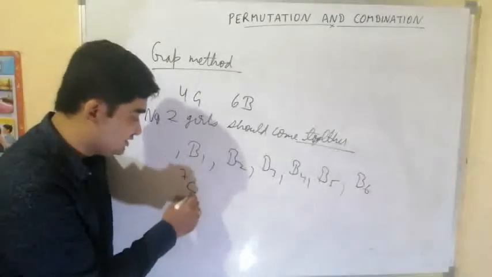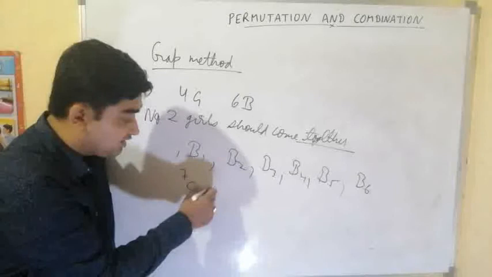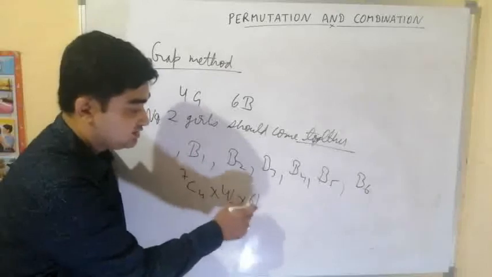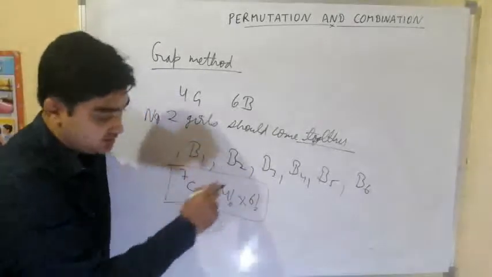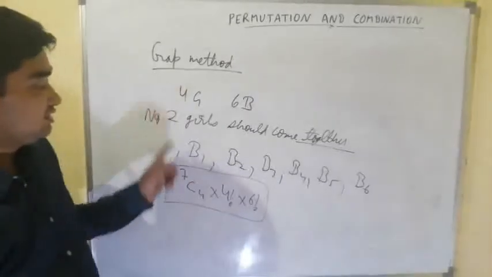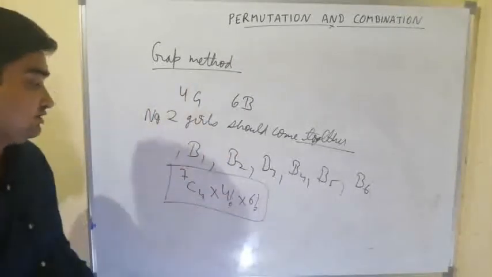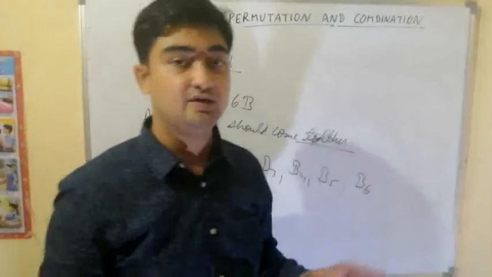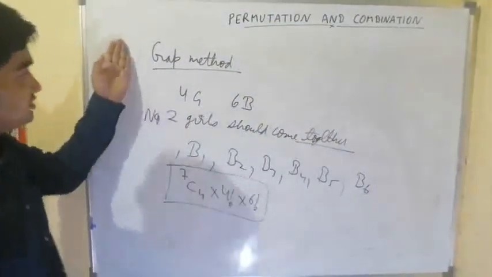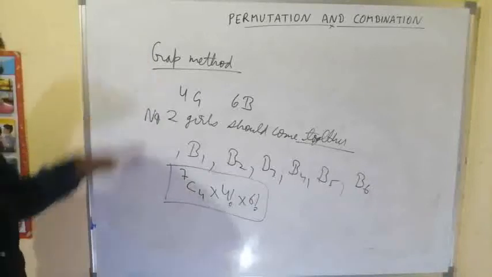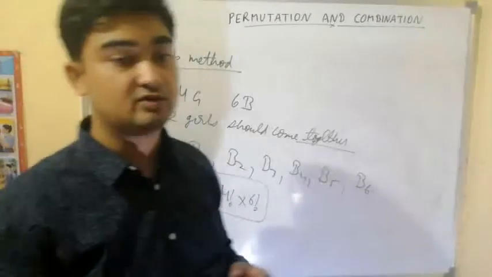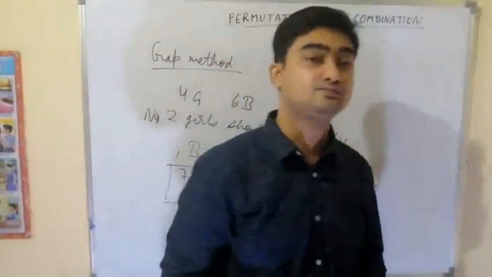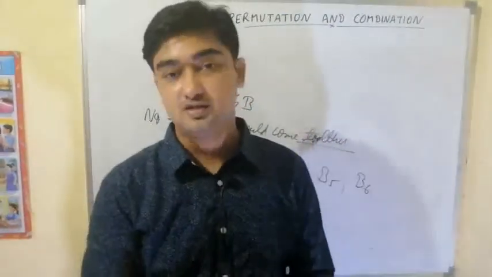Out of these 7 spaces, select 4 spaces for girls and tell them to go to these spaces, and they can arrange in 4 factorial ways. And the boys can interchange their positions in 6 factorial ways. So this is the answer, in which we can arrange 6 boys and 4 girls such a way that no 2 girls are together. 7C4 into 6 factorial into 4 factorial. Like this, many problems we can make, many problems we can do where the concept is same. We have to arrange in such a way that particular things are together or particular things are separated, like this arrangements. You have to do more and more practice, and you have to learn by that. Concept is only same.